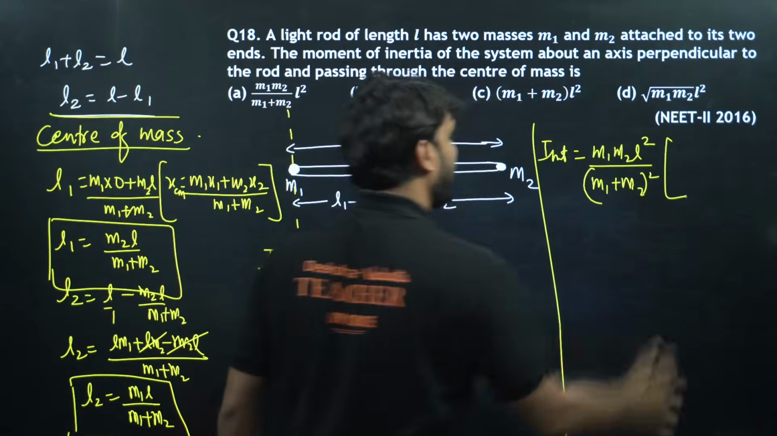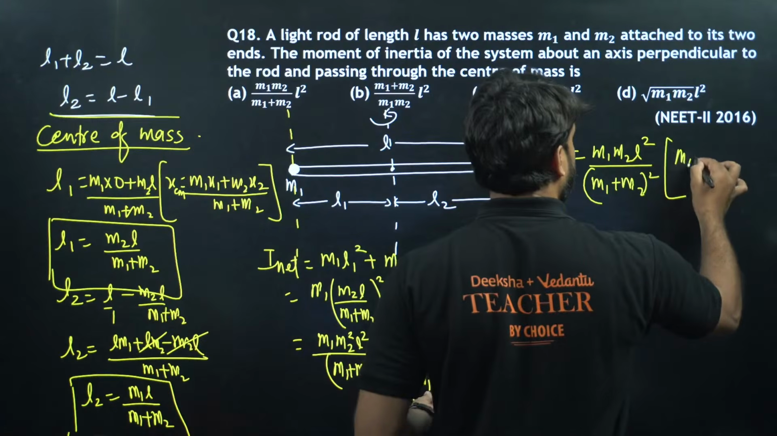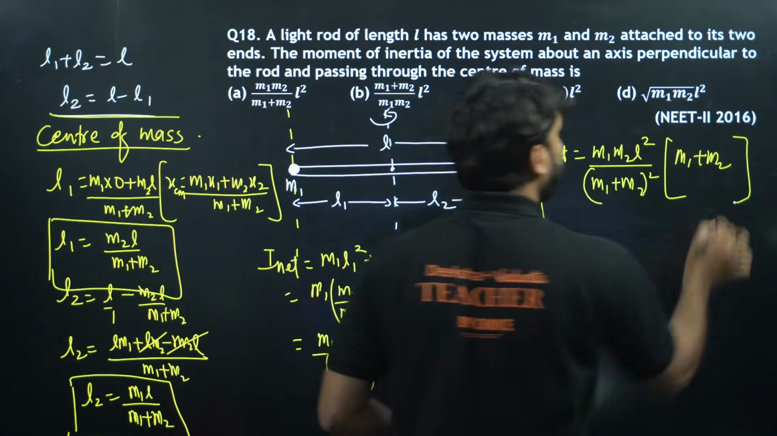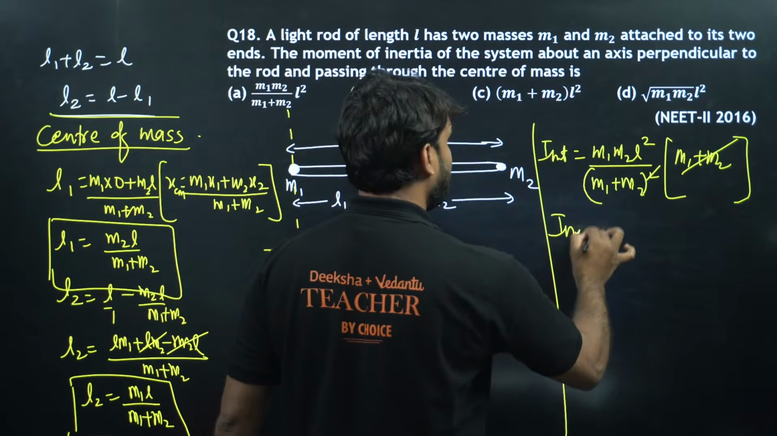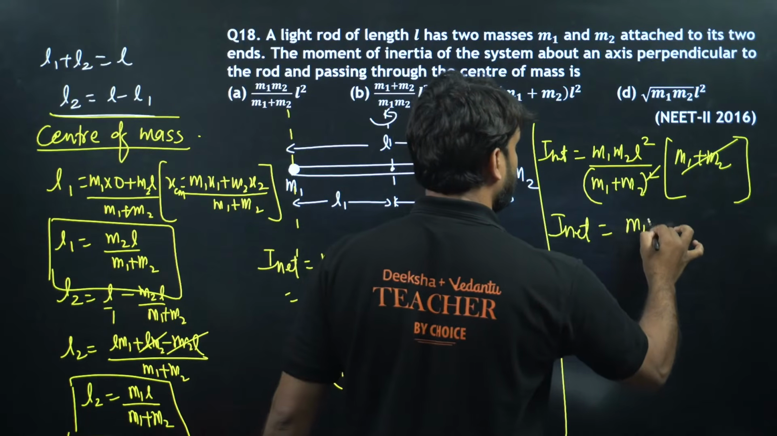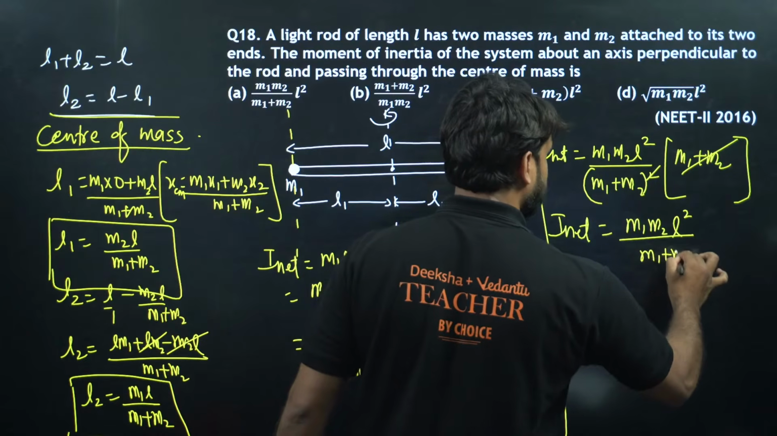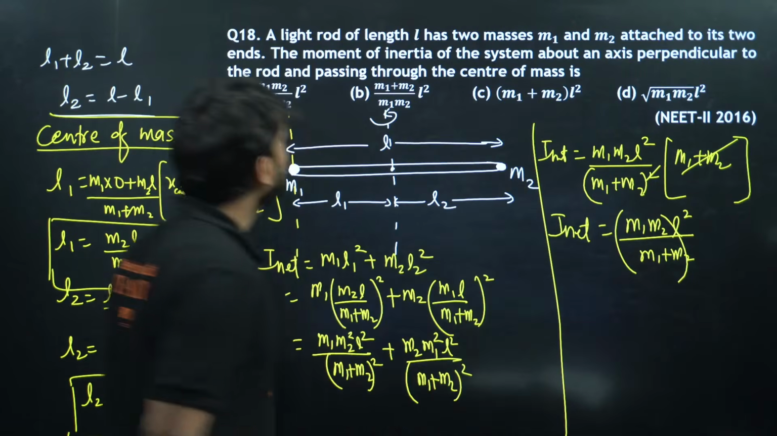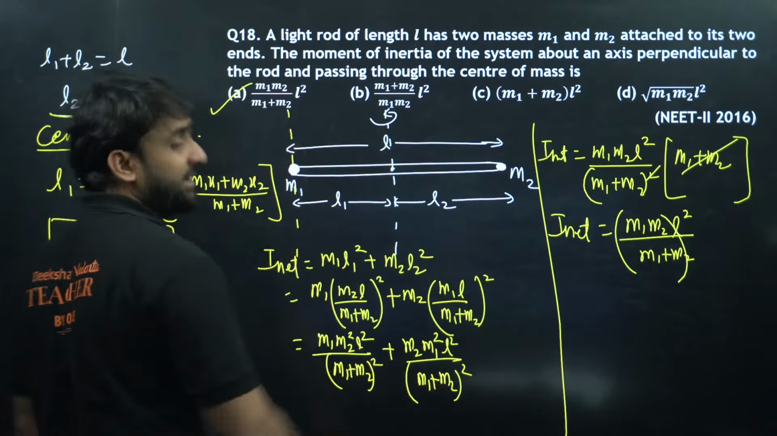So what is left here? Left behind is M2 plus M1, so this is M1 plus M2, and my dear champion, M1 plus M2 will be cancelled by this. So I net is equal to M1 M2 L square divided by M1 plus M2. Any option is there? Yes, option number A will be correct.